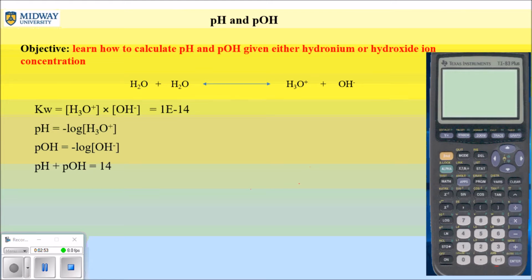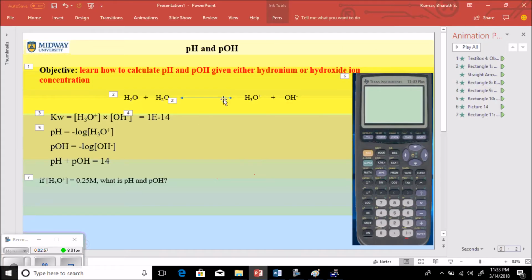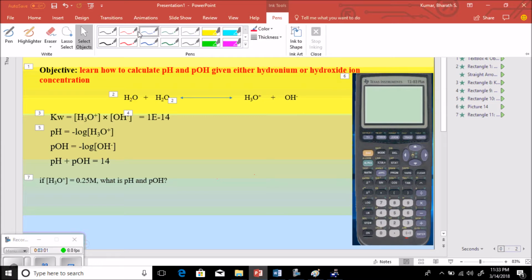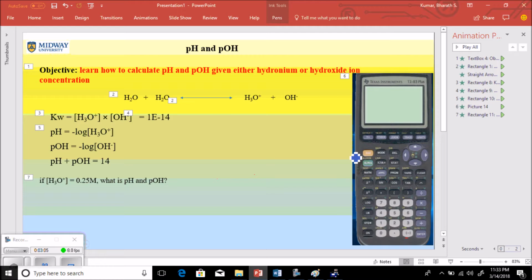For the purpose of solving some of these problems, I'm going to get out of the full screen mode so I can actually use my pens. You need to know this key right here, which is the second, and obviously this key right here, the negative. Please do not use this negative, you're going to keep getting an error. Use this negative, and also use the log function, and then the double E. These are the four keys you need to know to solve any problem throughout this course on the topic of pH and pOH. If you have an 83 or 84, the keys I circled are exactly the same.